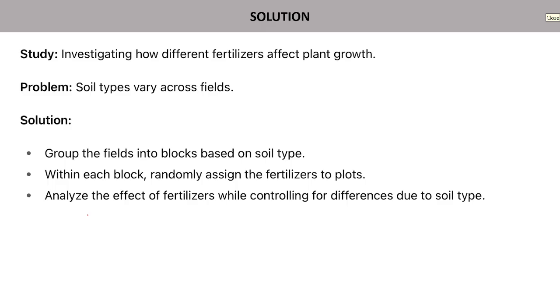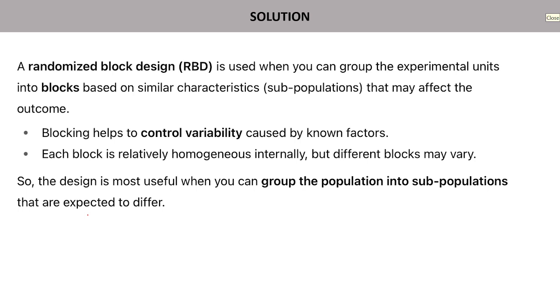Now, adding the fertilizer on soil A and adding the fertilizer on soil B can cause different effects, and you will not know whether the effect is due to the soil or due to the fertilizer. So in that case, what can be done is that we make those soils individual blocks and then assign the fertilizers to them randomly, and then analyze the effect of the fertilizers while controlling for the differences due to soil type.